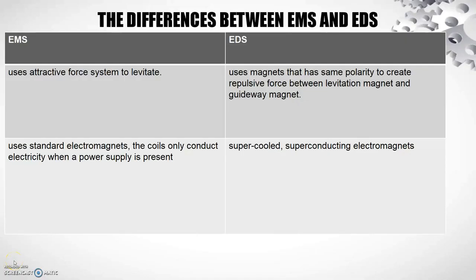So, what are the differences between EMS and EDS? EMS uses an attractive force system to levitate. And EDS uses magnets that have the same polarity to create a repulsive force between the levitation magnet and the guideway magnet. EMS uses standard electromagnets. The coils only conduct electricity when a power supply is present. And for EDS, supercooled superconducting electromagnets are used.